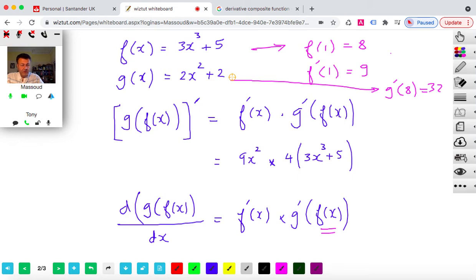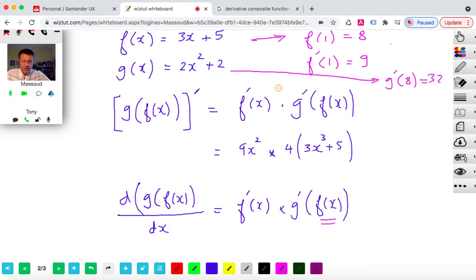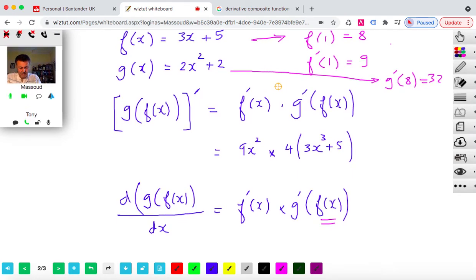So really the differential of this, if we just use these numbers, being evaluated at x equals 1, would be f dash 1, which is 9, multiplied by g dash of 8, which was 32. So that's 270 and 18, so it'll be 288.